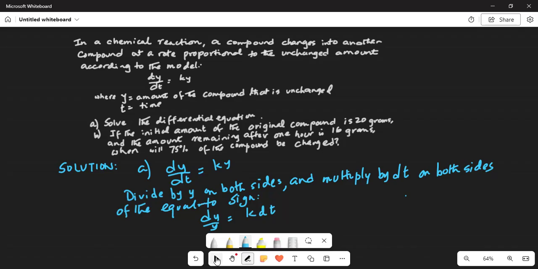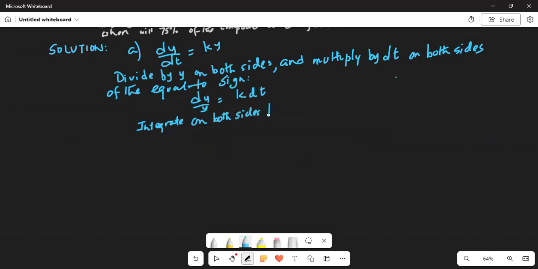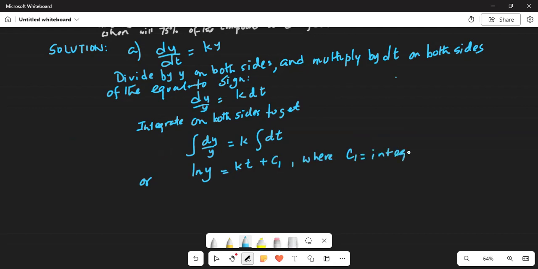Now we will integrate on both sides to get integration of dy by y is equal to k, which is a constant, integration of dt, or integrating, natural logarithm of y is equal to kt plus c1, where c1 is an integration constant.